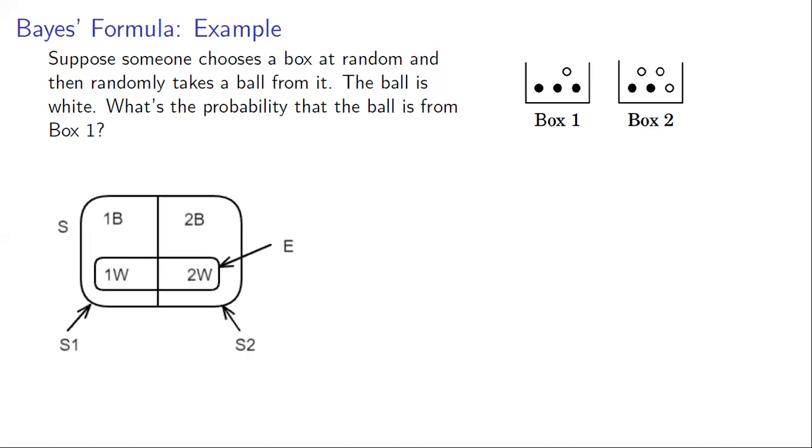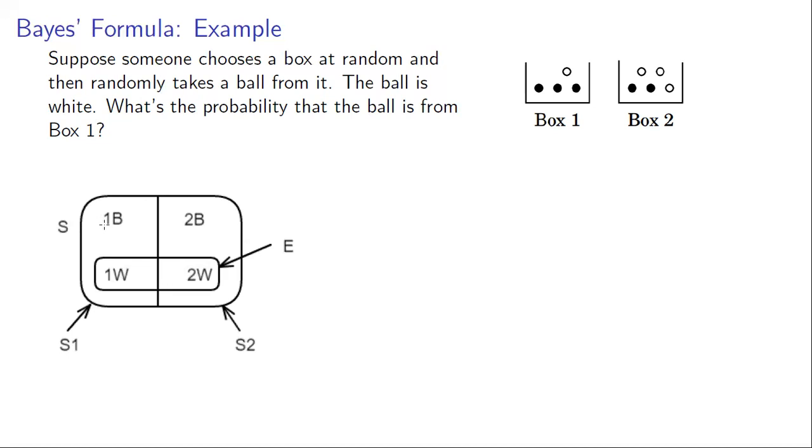So what we can do is set up the following sample space. This entire thing is S, right? This is our sample space. There are 4 possible events, right? Sorry, let me try that again.